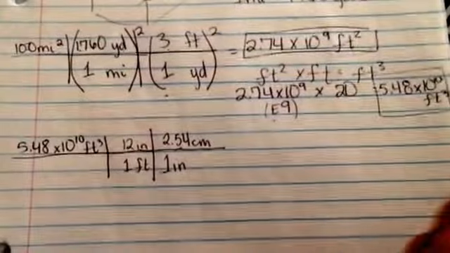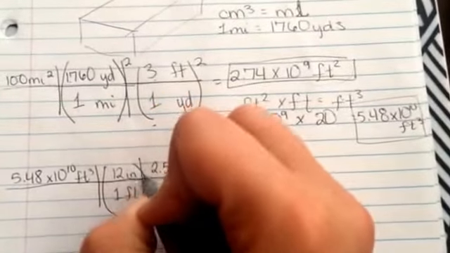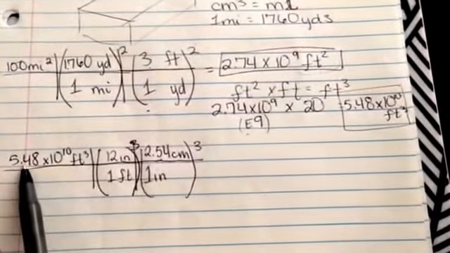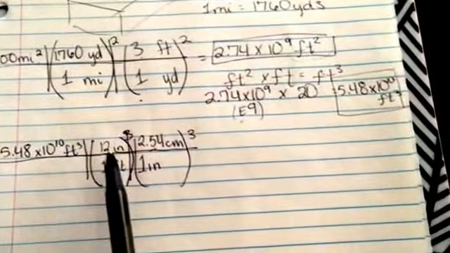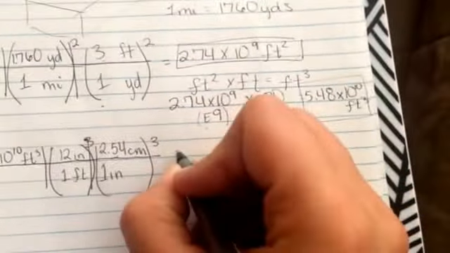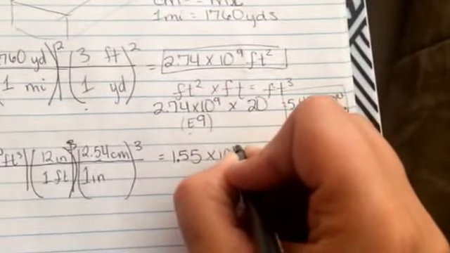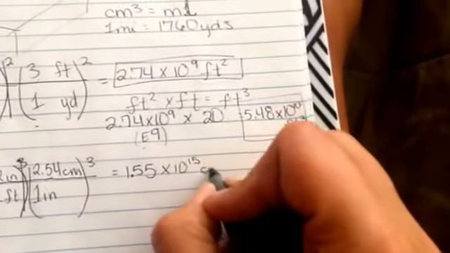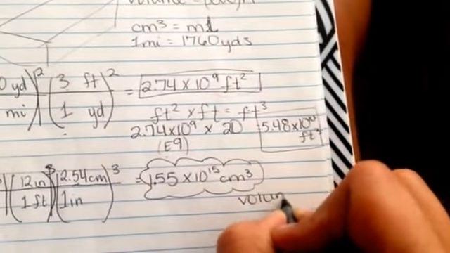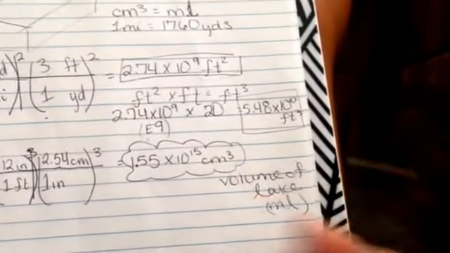You don't have to memorize these, but you would use this idea, and since we have our cubed, once again, I'm going to put my parentheses, and I'm going to cube that whole value. So when we go to plug this in the calculator, I'm going to say 5.48 E10 times 12 cubed times 2.54 cubed. When we get that into the calculator, you should be getting 1.55 times 10 to the 15th centimeter cubed. And this right here represents our volume of the lake in milliliters. Remember, this is a milliliter.